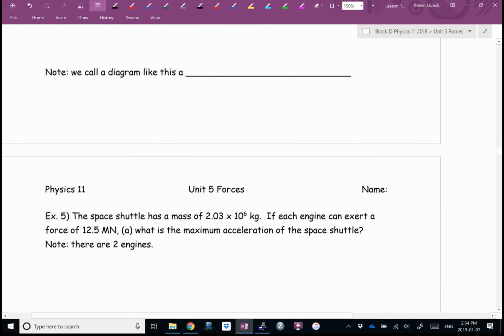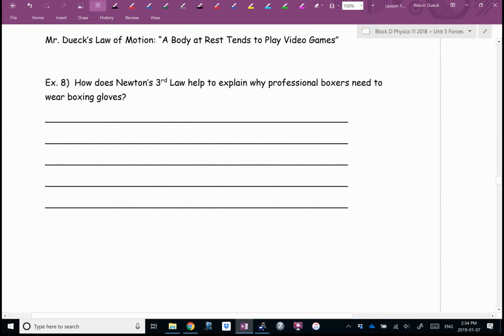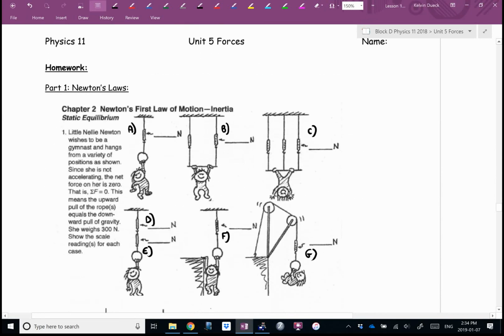I think I can get you started on some of the homework. Let me double check here. Yeah. So I think you can do part 1, number 1. So in all of these, she's at rest, which means the forces are, I'm looking for a word that begins with letter B, balanced. So whatever the force down is, that has to equal the force up. And so she weighs 300 newtons. So what's the force down on her? 300 newtons. So what must the scale be experiencing or applying a force up at?